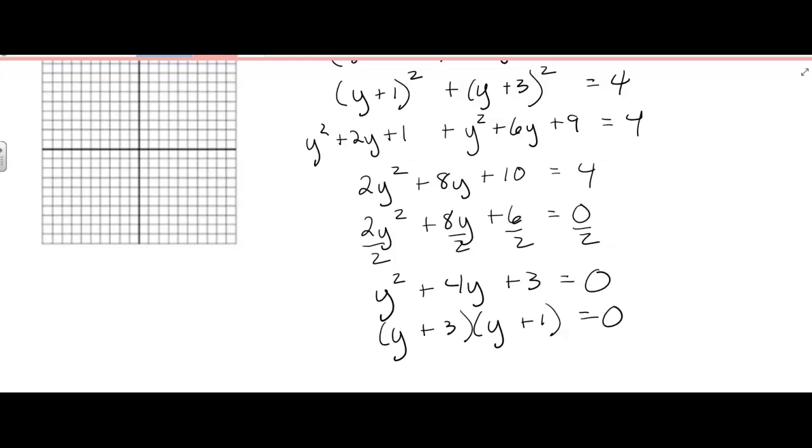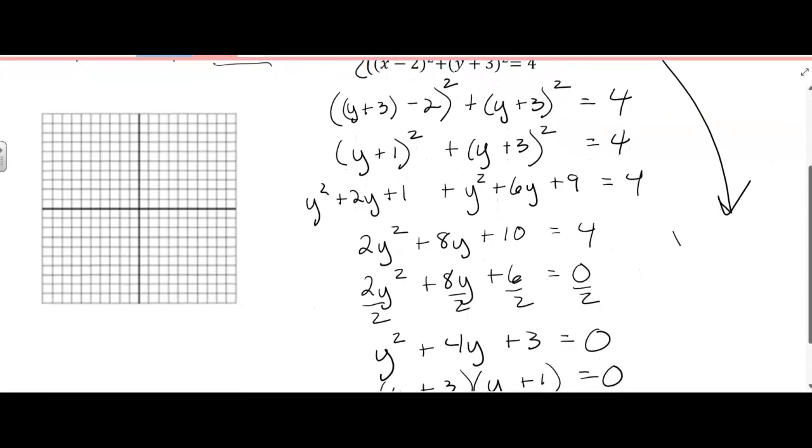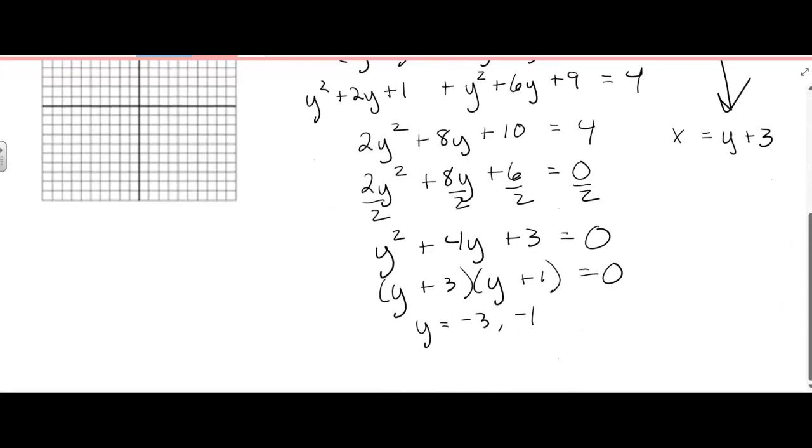So it looks like we're getting two solutions for y. y is negative 3 and negative 1. Now, how do we find x? We have to go back to that substituting equation right here. So I'll bring it down a little bit. x equals y plus 3. Okay, but what's y? Well, we said y could be negative 3. And in that case, x equals 0. So we're expecting one solution to be 0, comma, negative 3. Remember, you're going to write an ordered pair x, comma, y.